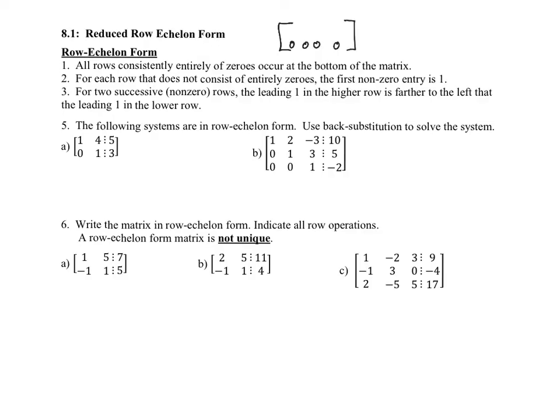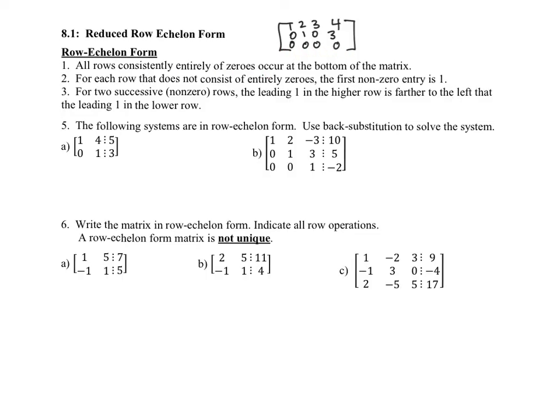For each row that does not consist entirely of zeros, the first non-zero entry is a 1. For each two successive non-zero rows, the leading one in the higher row is further to the left than that of the lower row. So for example, 0, 1, 0, 3, and 1, 2, 3, 4. This is made up. Because there was a row of zeros, I put it at the bottom.